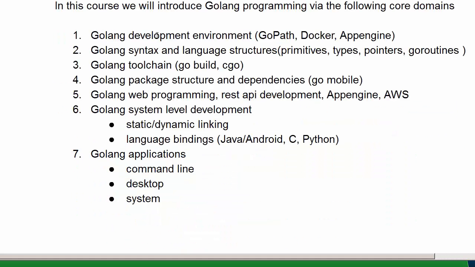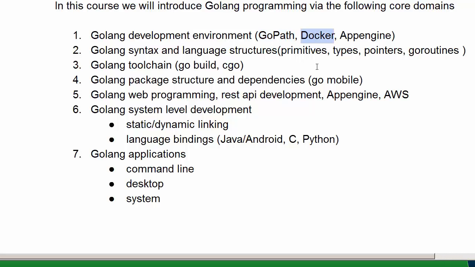We will look at what's involved in setting up a development environment for Golang in the three major frameworks where you will work as a Go developer. Firstly, what we call Go path. This is downloading the Go SDK and setting it up in a desktop environment.